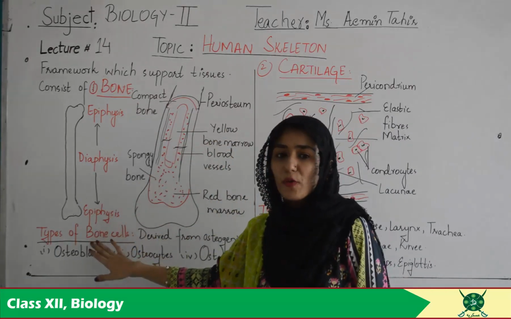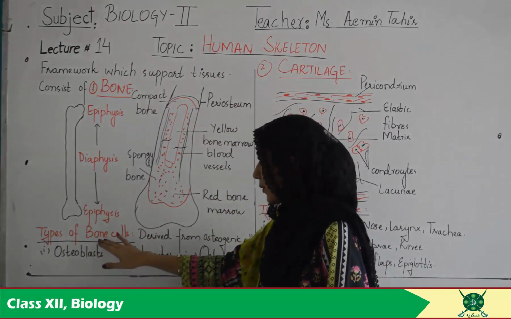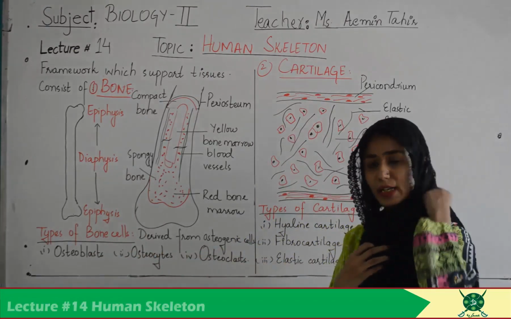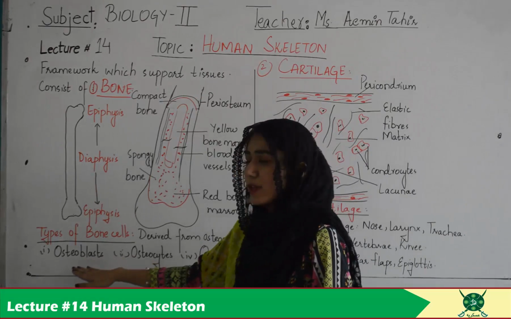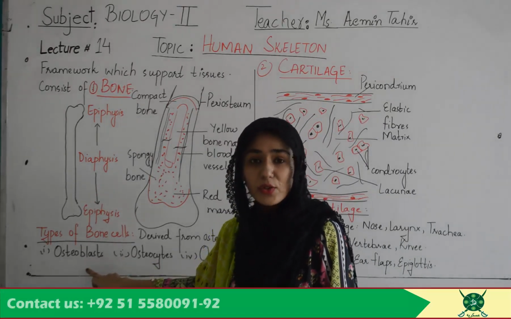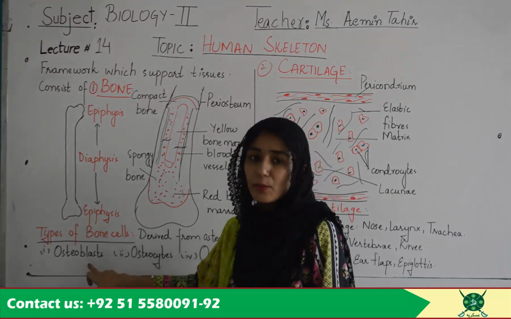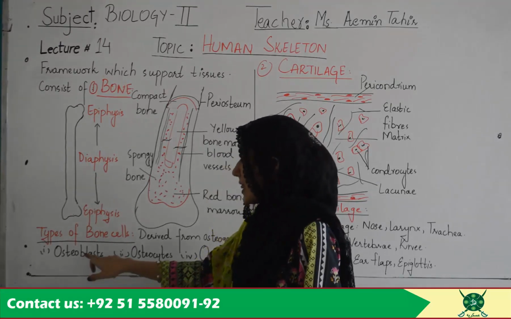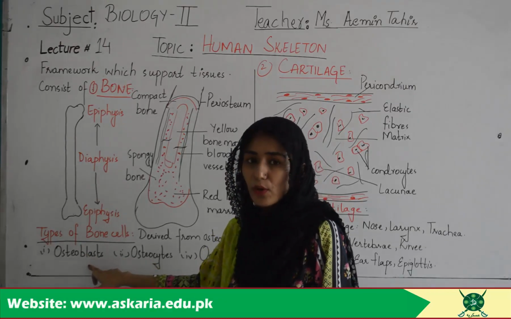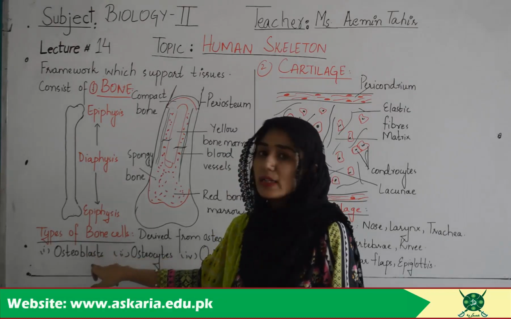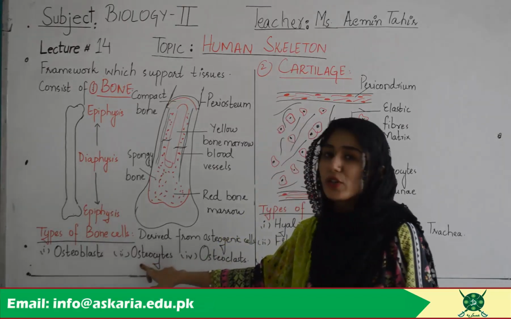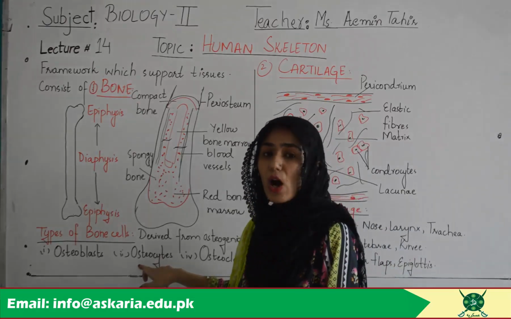Bone is composed of three main types of cells, which are the bone cells. They are derived from osteogenic cells. Three types of cells are, first one, osteoblasts. What are osteoblasts? Osteoblasts are the bone forming cells. They add mineral to the bone, and when they are surrounded by the connective tissue, it forms osteocytes.